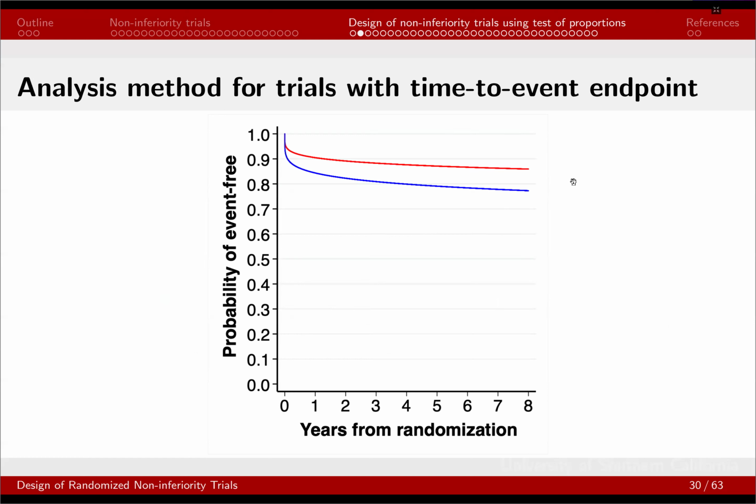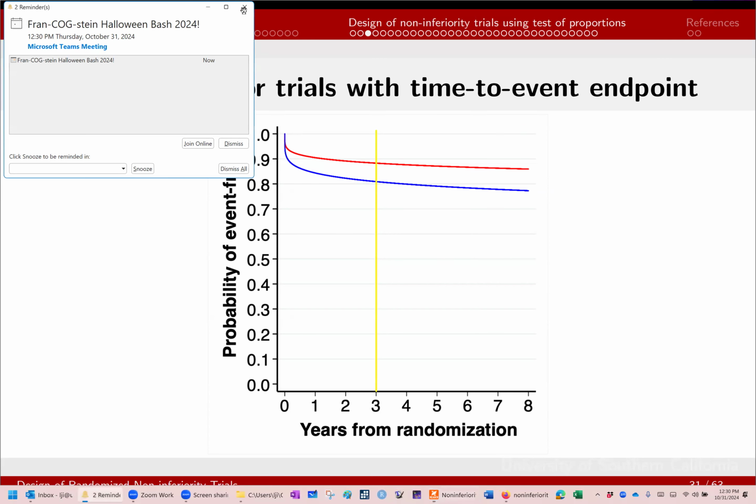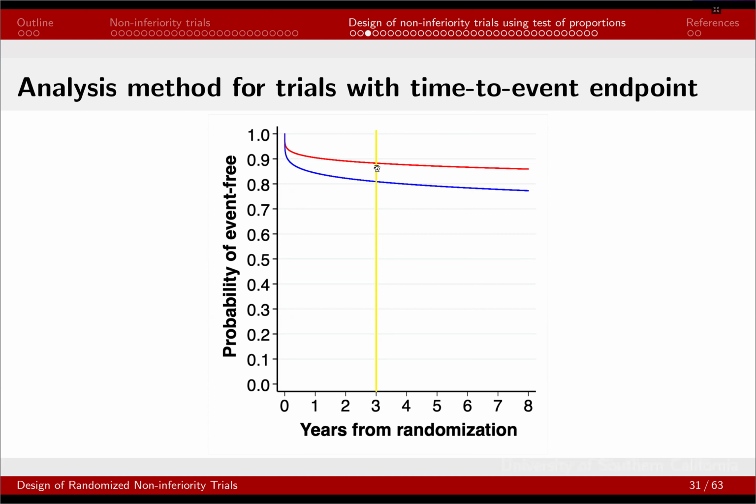When we have time to event data, if we want to compare survival curves between 2 randomized arms, the most commonly used analysis approach would be a logrank test. Alternatively, we can choose a landmark time of interest and then compare the proportion of survival between the 2 randomized arms. That way, we reduce the analysis of time to event data to a test of 2 proportions. In our paper, we evaluate whether use of a test of proportions can reduce required sample size in a non-inferiority setting.